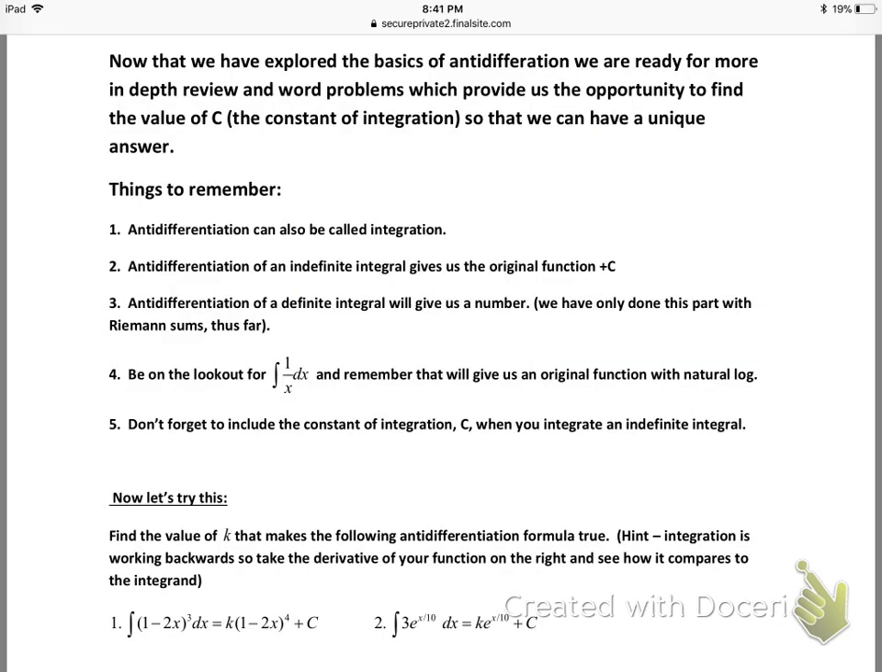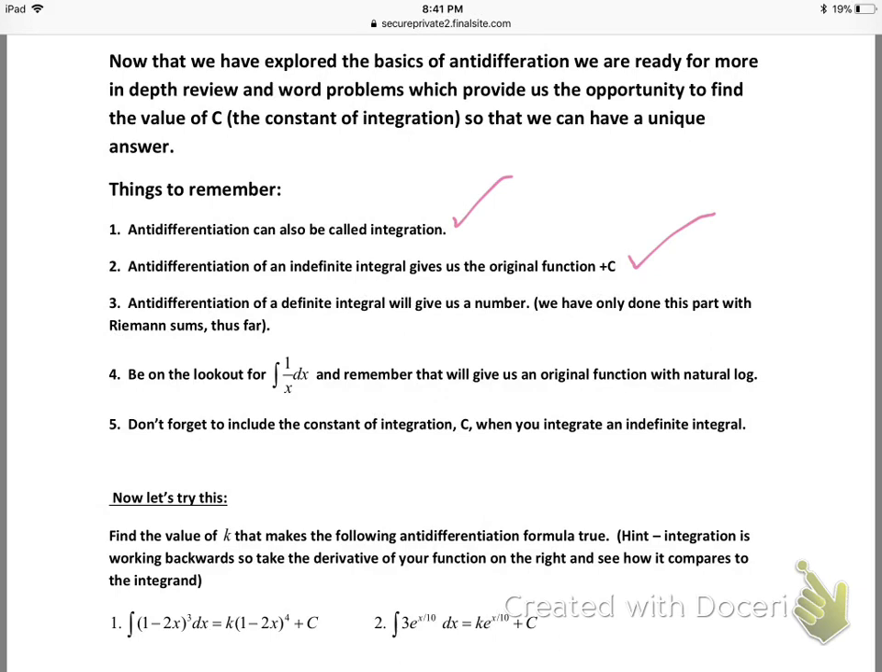Okay, this page gives you a little summary of what we have done so far. So remember that anti-differentiation can also be called integration. Anti-differentiation of an indefinite integral, no endpoints, gives us the original function plus c, the constant of integration.